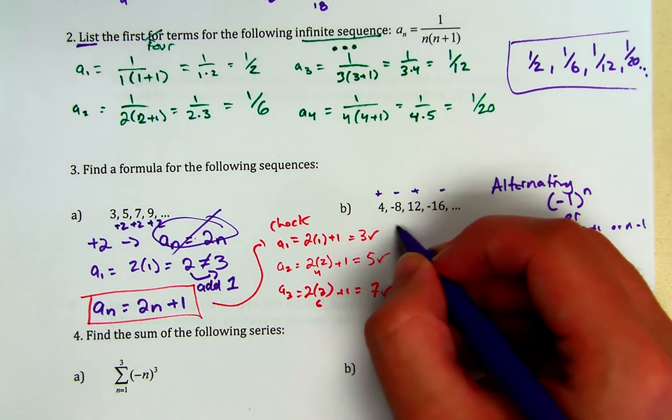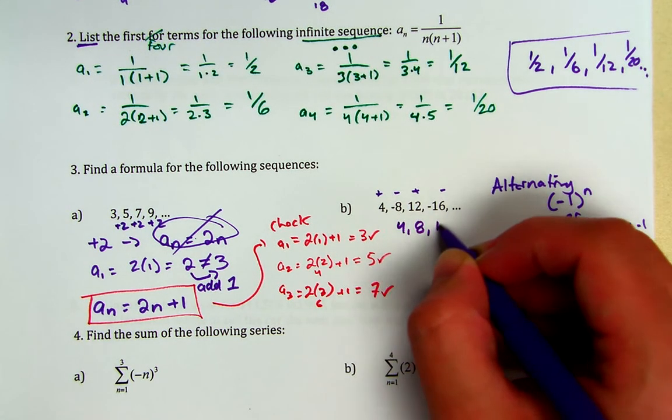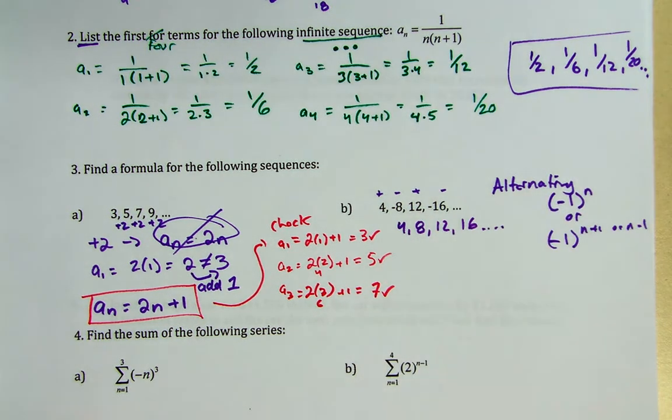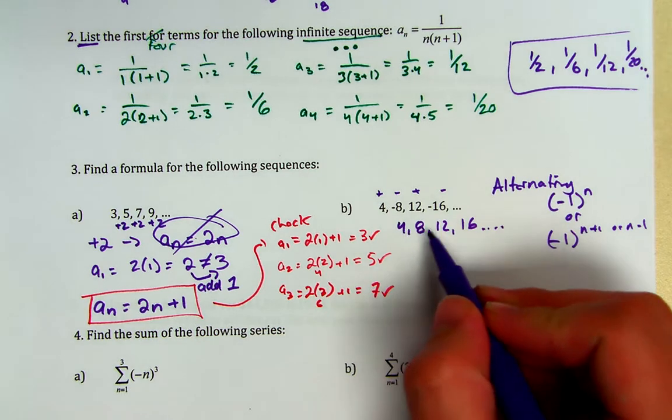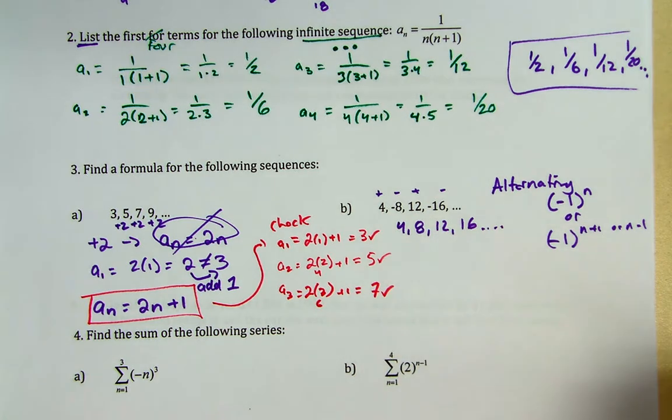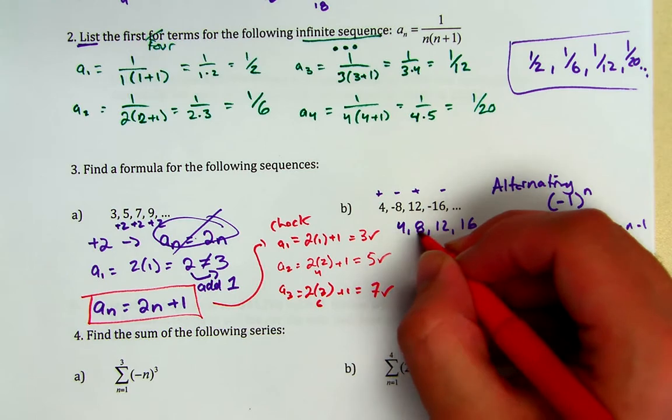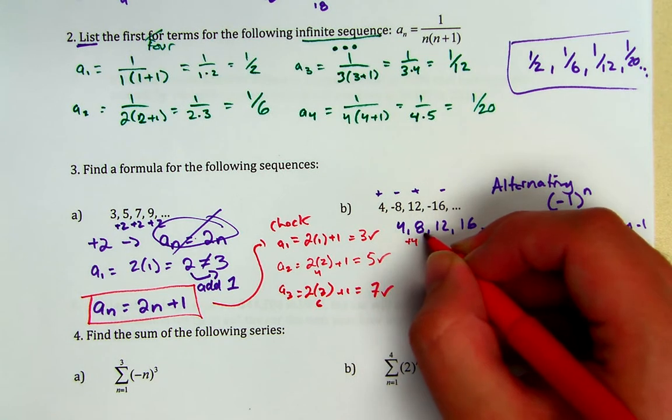Ignoring the alternating, I have 4, 8, 12, 16, ... Well, if I multiply by 2, I get 8. But multiplying by 2 doesn't get me 12. So what's another way I can get there? Well, think about adding. Plus 4. To get here, I'm going to add 4 again.